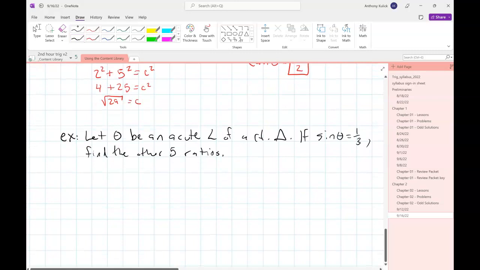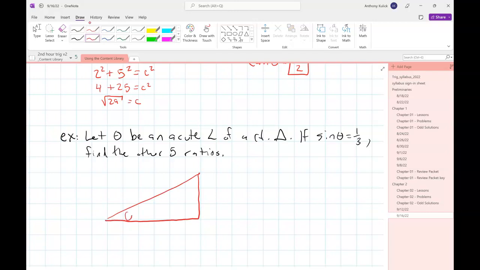All right. It says let theta be an acute angle of a right triangle. If sine is equal to 1/3, find the other 5 trig ratios. First thing I would start by doing is making a picture. My picture should specifically be a right triangle. Right? So I'm going to draw theta in as one of the acute angles. Everybody's cool with that?